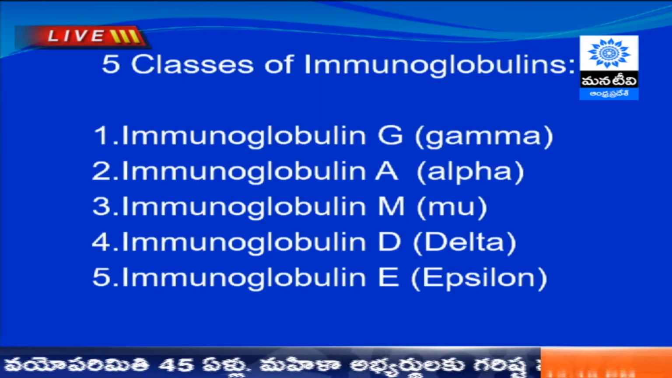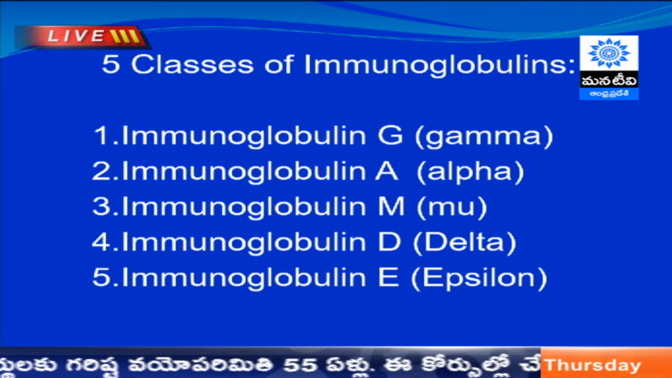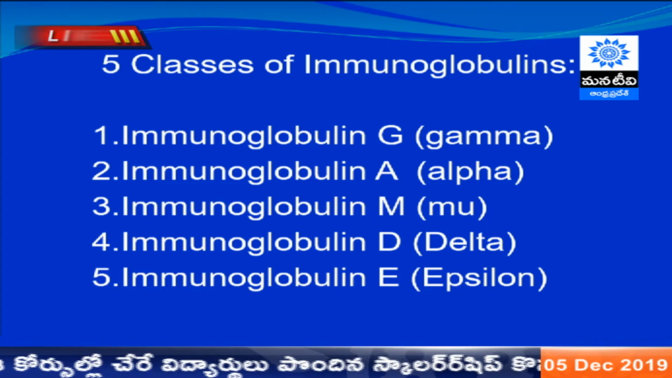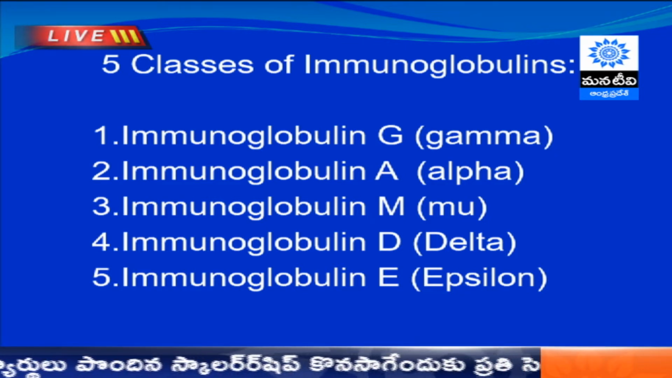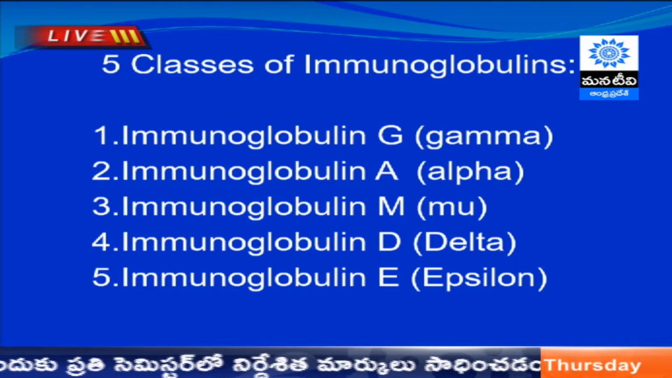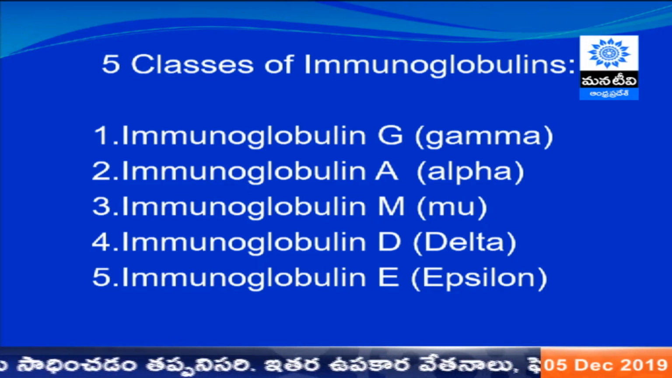The heavy chains are again of 5 types, that is gamma, alpha, mu, delta and epsilon, according to which the immunoglobulins are divided into 5 classes. That is immunoglobulin G, immunoglobulin A, M, D and E. So, coming to the first immunoglobulin, immunoglobulin G.